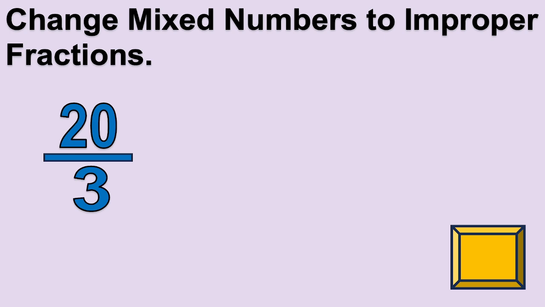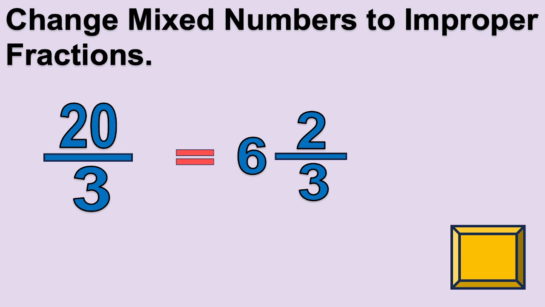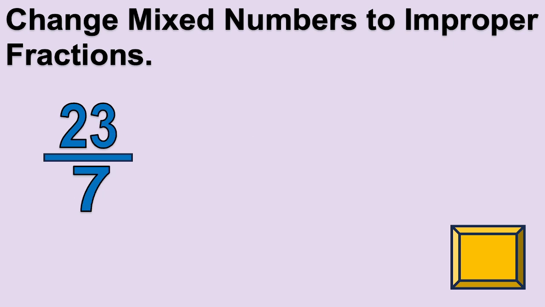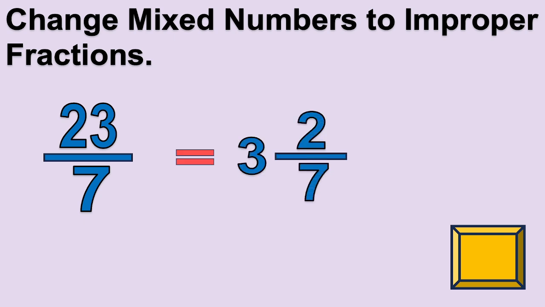Next, 20/3. Time's up. The answer is 6 and 2/3. Next, 23/7. Time's up. The answer is 3 and 2/7.